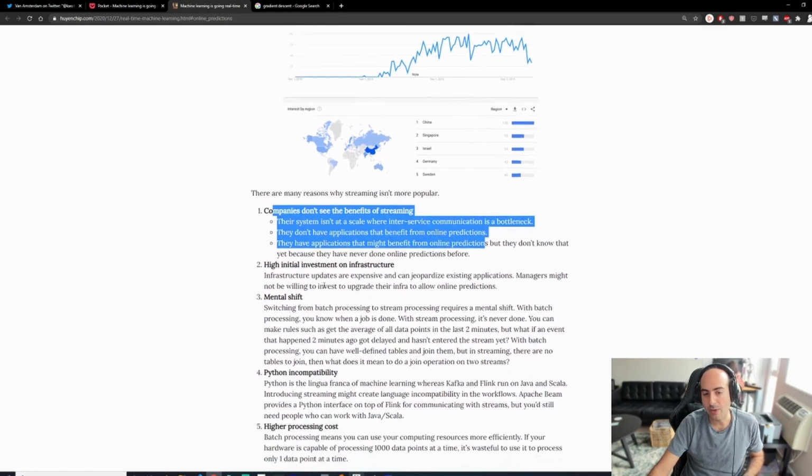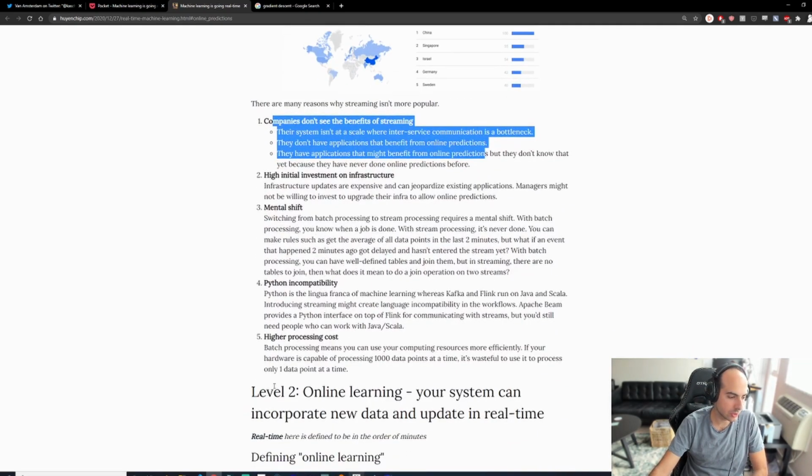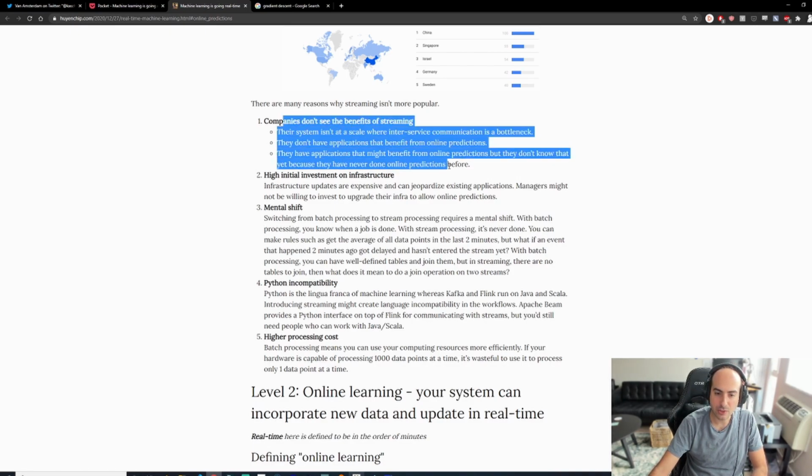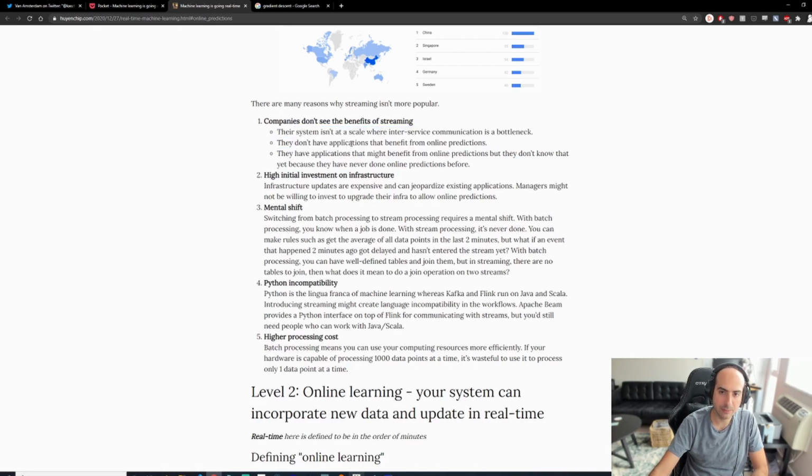One of the things I like about Chip's blog post is that she does a good job of not only discussing the tech but also the business impact and what a company is actually doing. I think she's saying a couple of reasons why this stuff isn't more popular is that a lot of companies don't see the benefit. I would actually change this point a bit: companies haven't gotten very good at doing batch either. It's not like batch processing is a completely solved problem that everyone understands how to do.